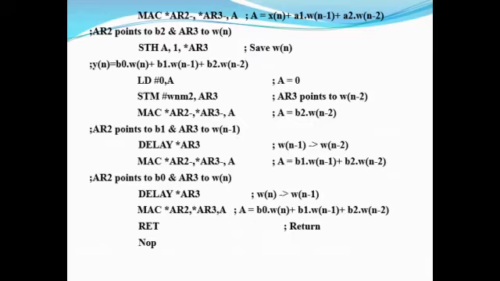It is B0, and AR3 is W of n. So AR2 content is multiplied with the content of AR3. So AR2 and AR3 get multiplied by using the MAC instruction. Then they get added with the content of the accumulator. So the product B0 W of n is obtained by multiplying AR2 with AR3, and that is done by this particular instruction. They get added, and again the result gets stored in the accumulator A. So this is how the program for the IIR filter is being considered.